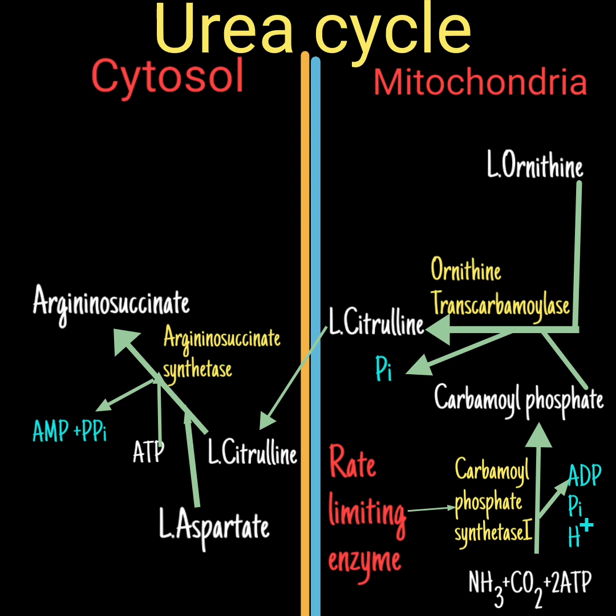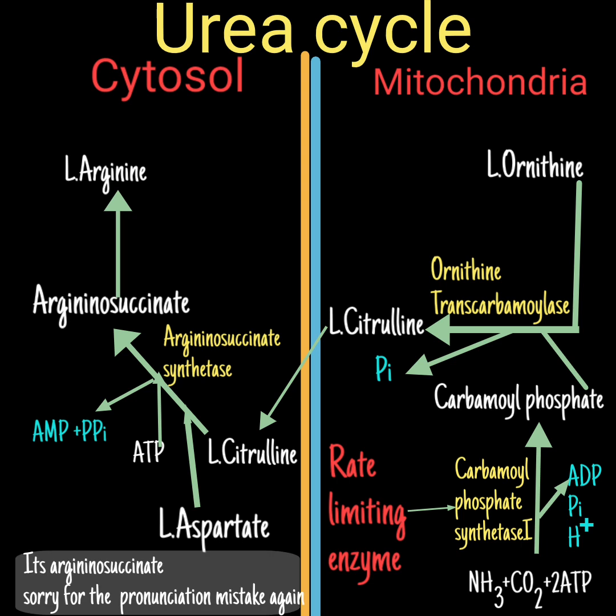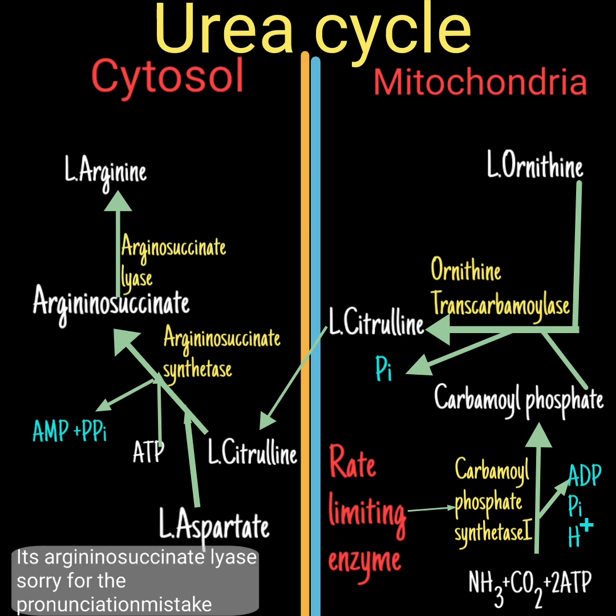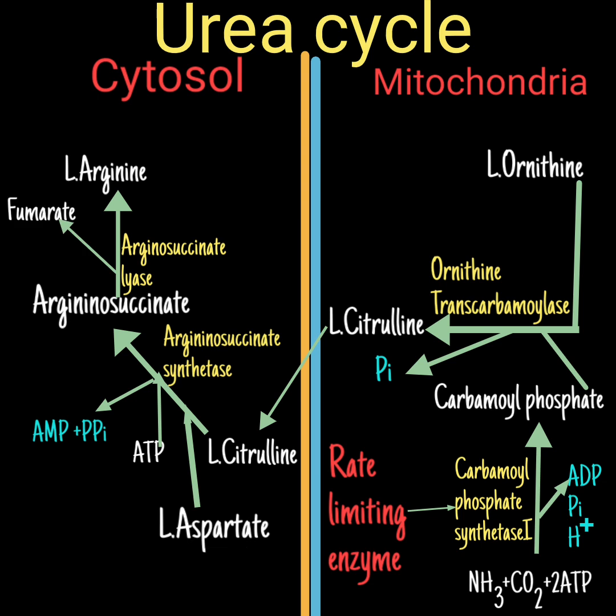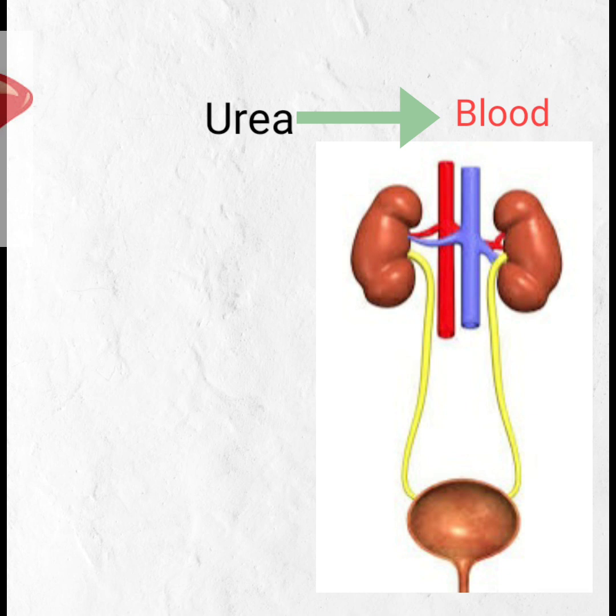And the fourth step is the formation of arginine from argininosuccinate in the presence of the enzyme argininosuccinate lyase. This step also forms fumarate. And the fifth and final step is the formation of urea. L-arginine or levoarginine reacts with the enzyme arginase in the presence of water to give urea and L-ornithine, that is levoornithine. The urea which is formed diffuses to the blood, and with the help of blood vessels it reaches the kidney and is excreted in the form of urine.